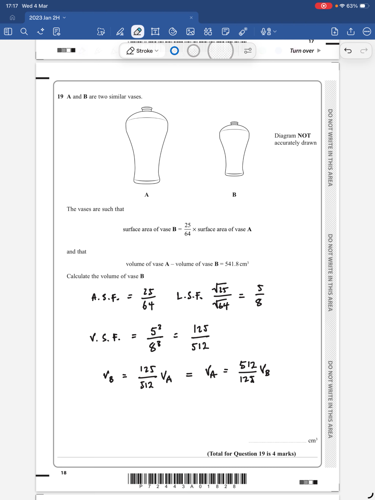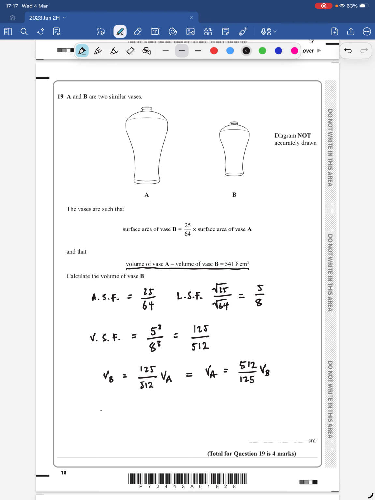And now I can just make that clear, being very fussy, and make that a legible 5. Now I can set up an equation, because I can now write this whole thing purely in terms of my VB, volume of B, and then just go ahead and solve it.